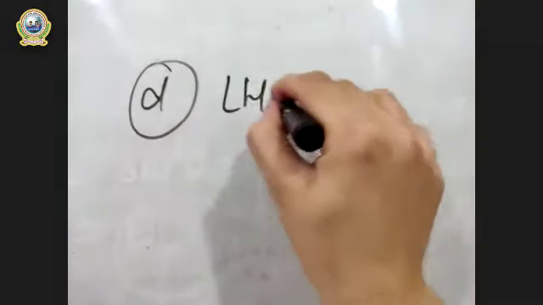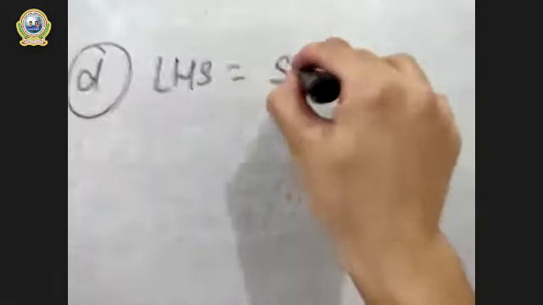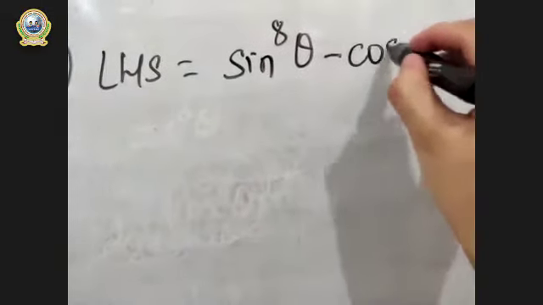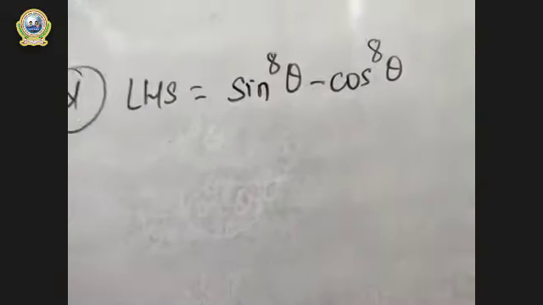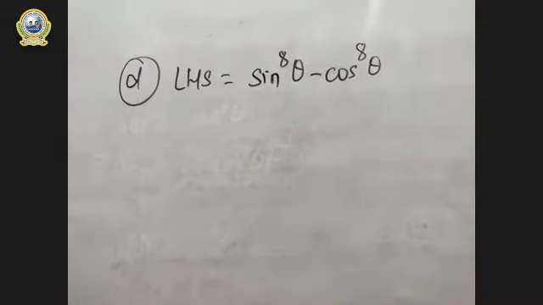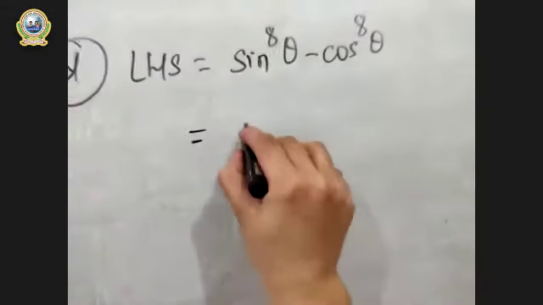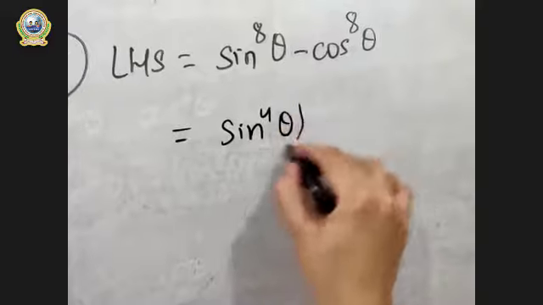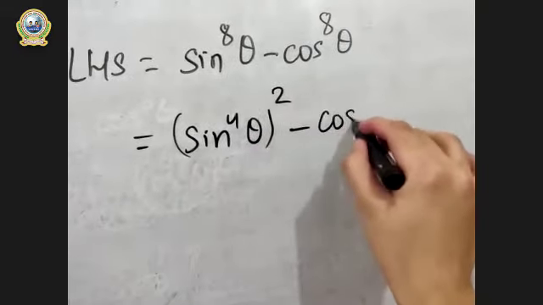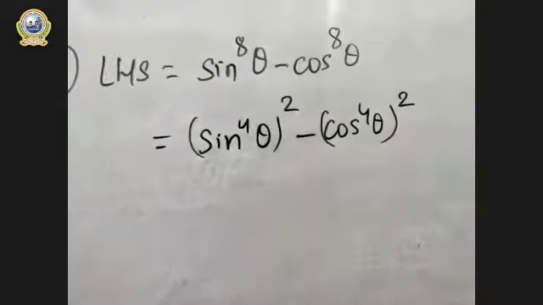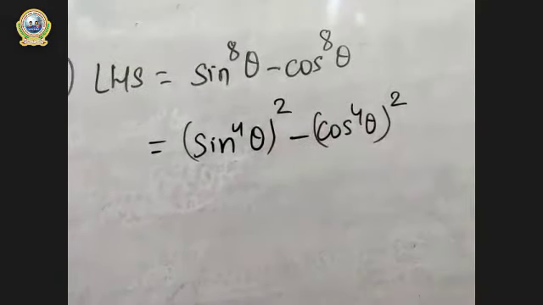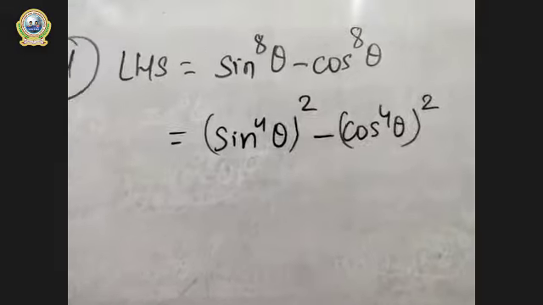Now let's go for our next question. Question number D, and the left part of D, let's write left hand side. It says sin 8 theta minus cos 8 theta. I think we have done this in factorization as well, right? It is very simple, so it has only one choice. It will be sin 4 theta whole square minus cos 4 theta whole square, right? Because 4 into 2 is 8, very simple. Are you clear up to here?